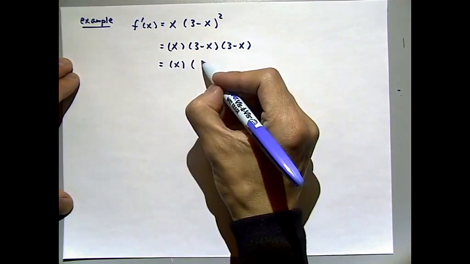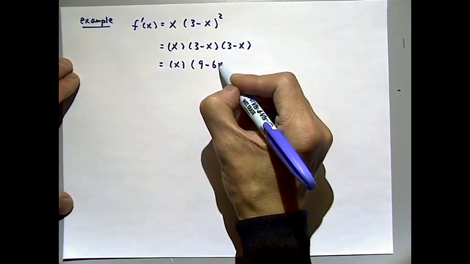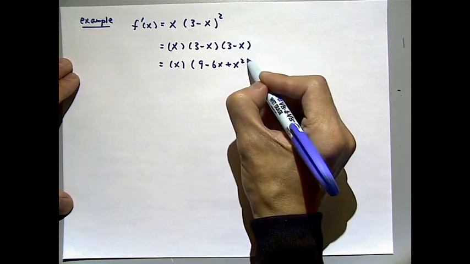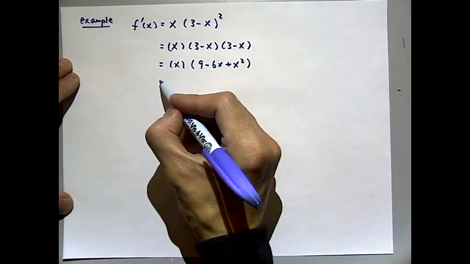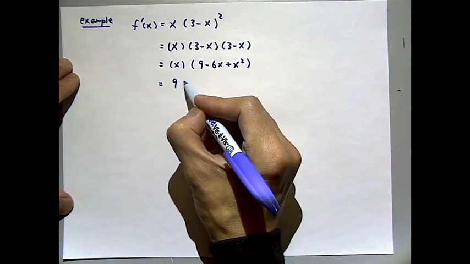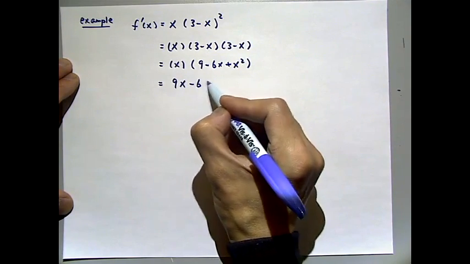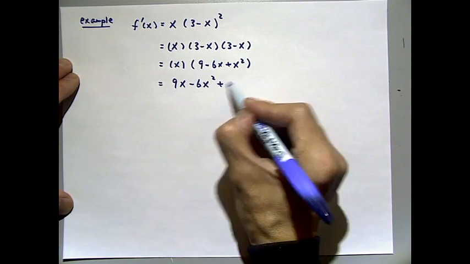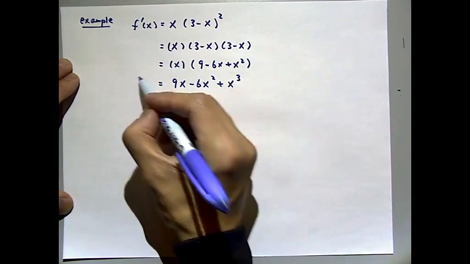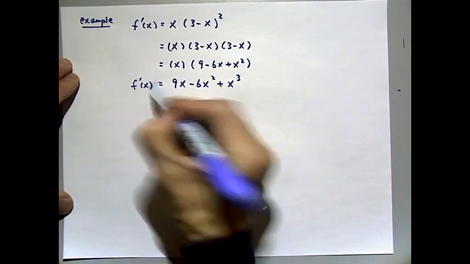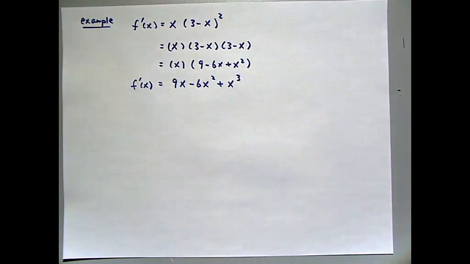We get 9 minus 6x plus x squared. So this is equivalent to 9x minus 6x squared plus x cubed. And now this is no different than the last two examples we've looked at. Exactly the same situation.